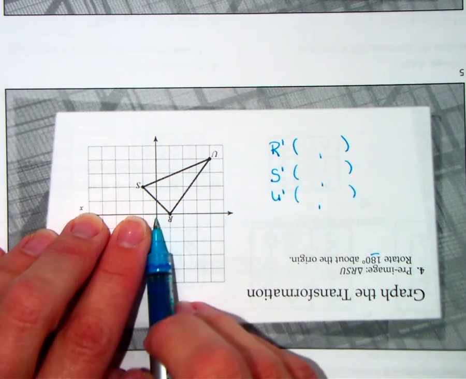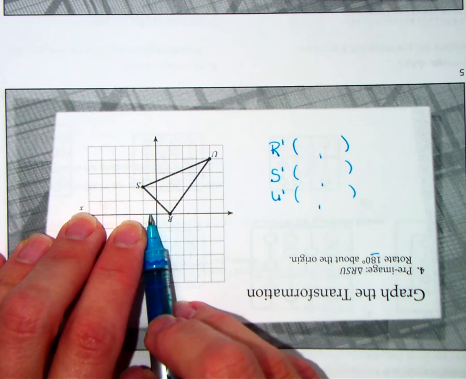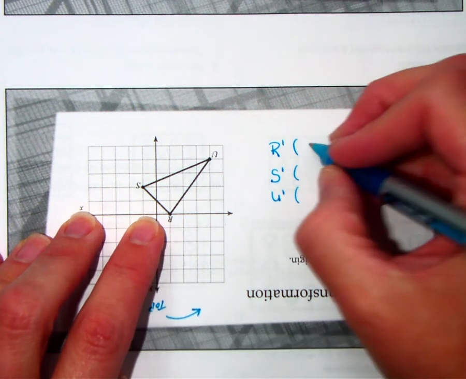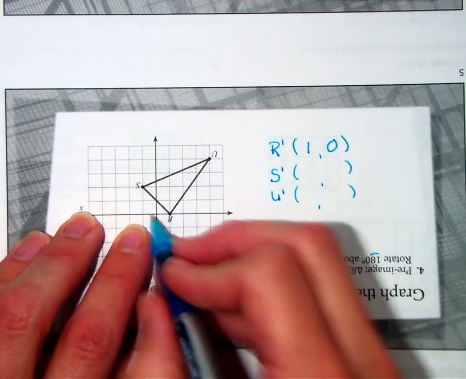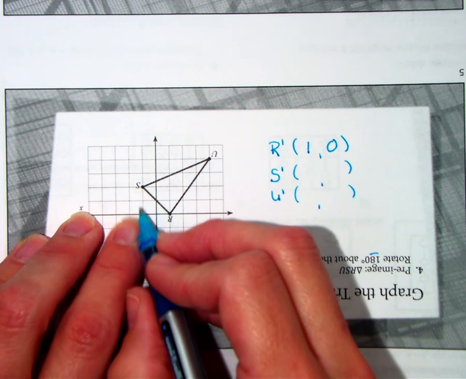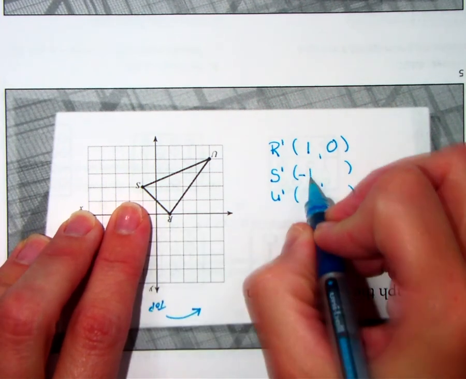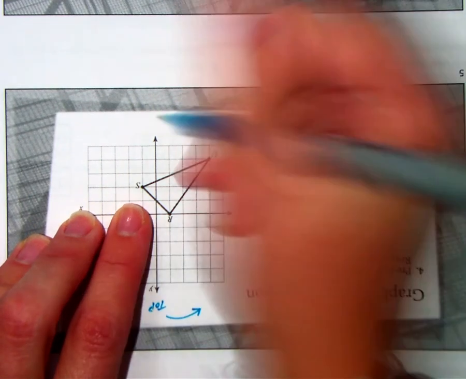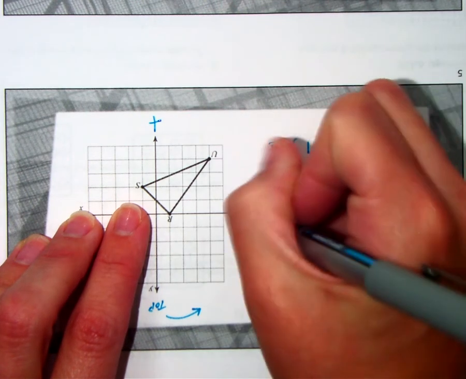Okay, so this is 0, 0. R is over 1, up 0. So over 1, up 0. That's where we're going to put R prime. S is negative 1, positive 2. And if you need to, positive X or positive Y, positive X is over here.